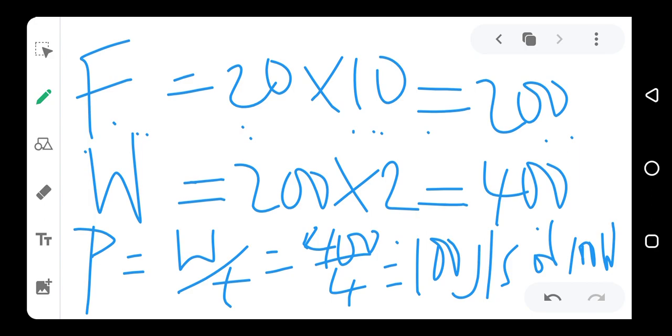So this is how to calculate power using different methods. We've introduced the concept of power, the units of power, and then how to calculate power in this class.